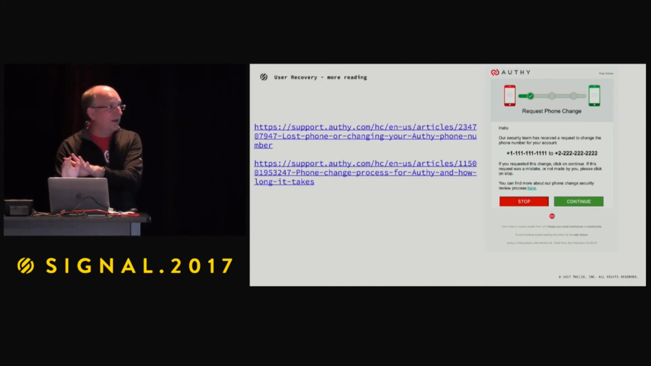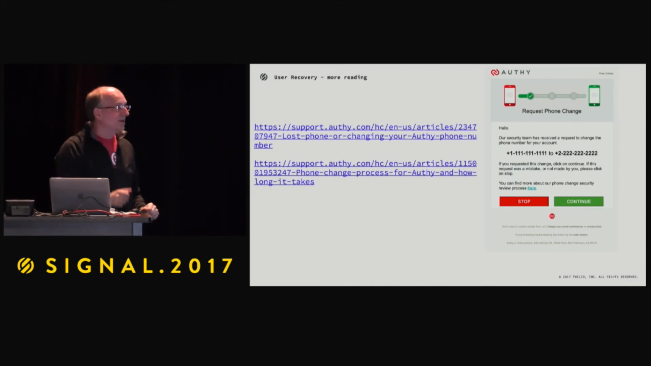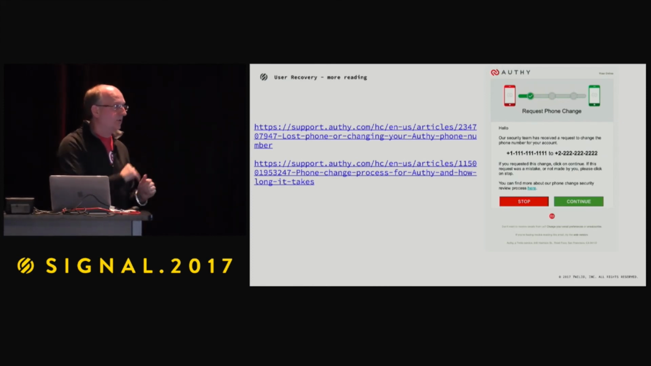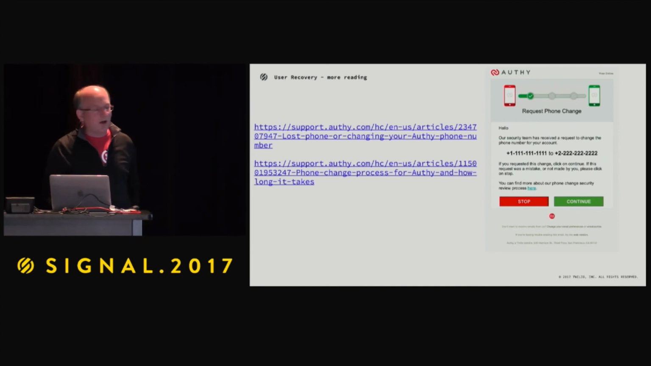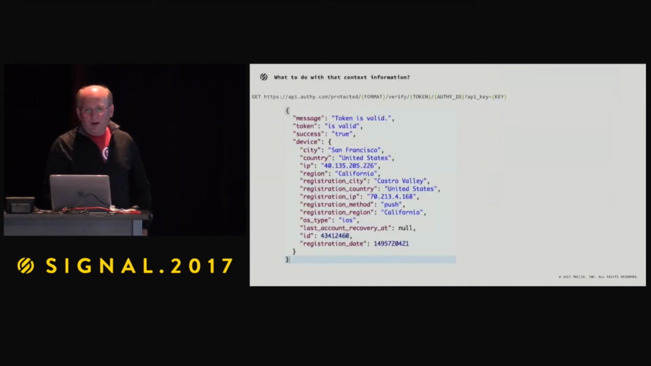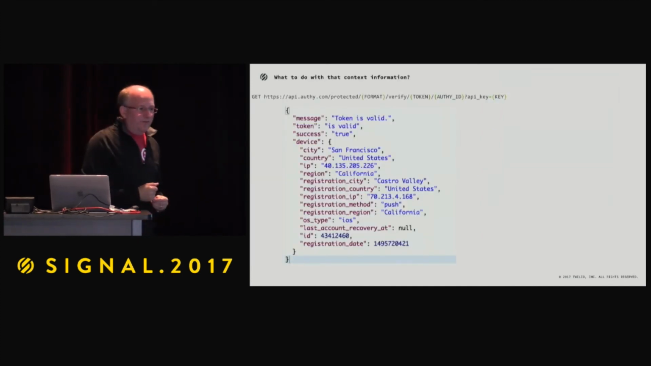Now, this process is only going to happen if all of those other checkboxes weren't in the cards for them, if they hadn't been proactive or if you hadn't encouraged them to make sure they have maybe an Authy app, or more than one. All right, what do we do with that context information?